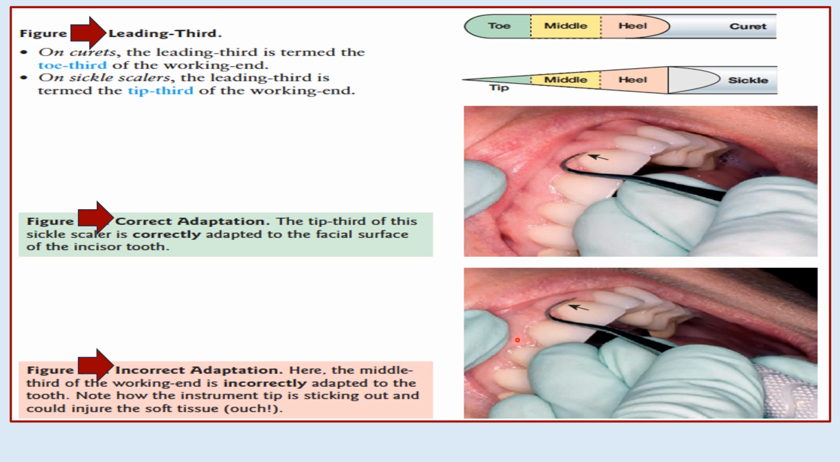Whereas the next diagram represents incorrect adaptation. In this, the middle third of the working end is incorrectly adapted to the tooth. We can see that the instrument tip is sticking out and it can injure the soft tissue.